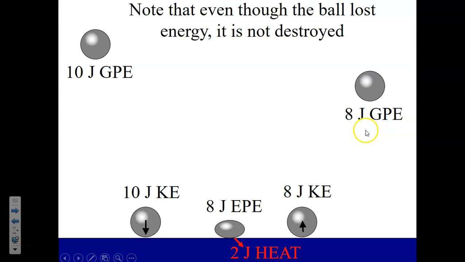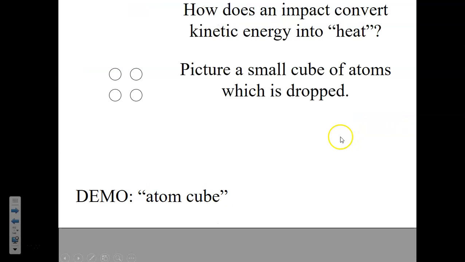So even though that energy is not available to bounce the ball higher, it's not destroyed. It's just in a different form. How does this happen? Well, if you're an in-person person, remind me to show you this. I've got a cube of these balls that are attached to each other by springs. And when you drop this cube, they start jiggling. That's just like the elastic ball hitting the ground.